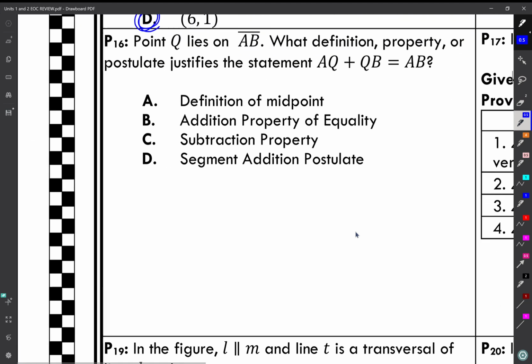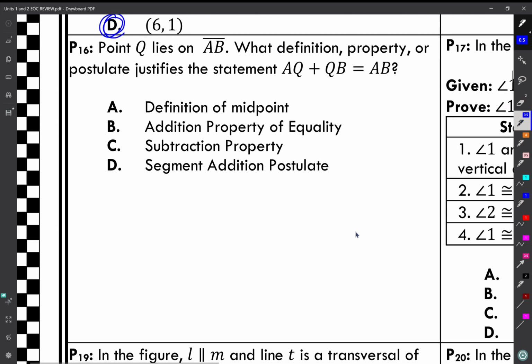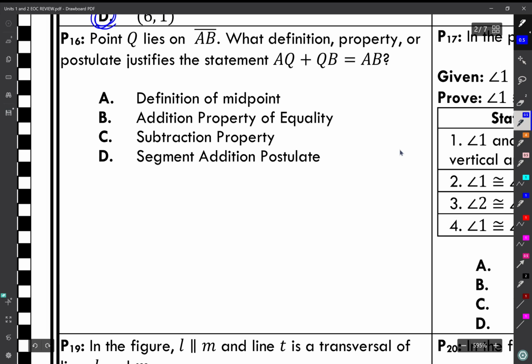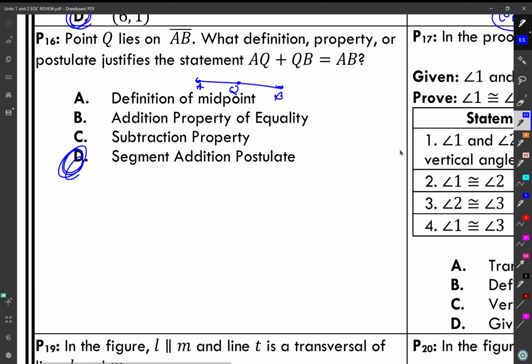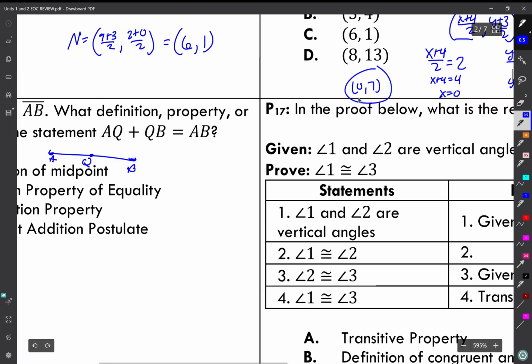Next. Point Q lies on segment AB. What definition, property, or postulate justifies the statement AQ plus QB equals AB? So you basically have a segment AB, and then Q is somewhere on there. So you're saying that AQ plus QB is equal to AB. Segment addition postulate, people. Segment addition postulate. This says I can add segments to get a bigger segment.